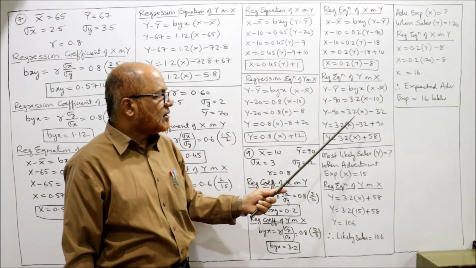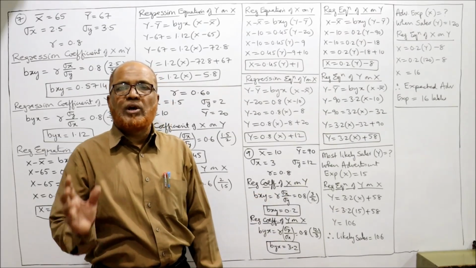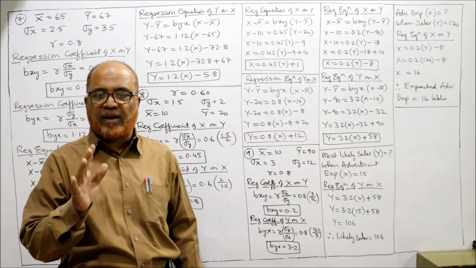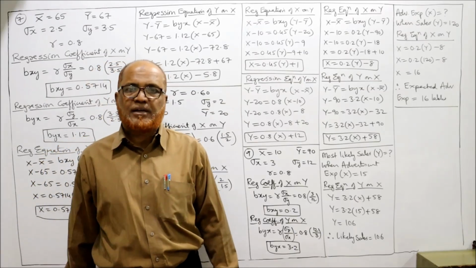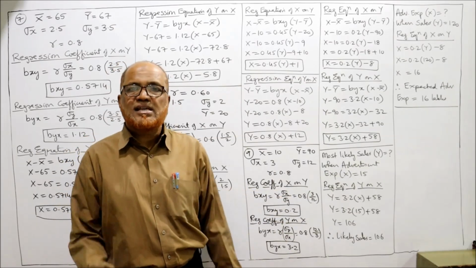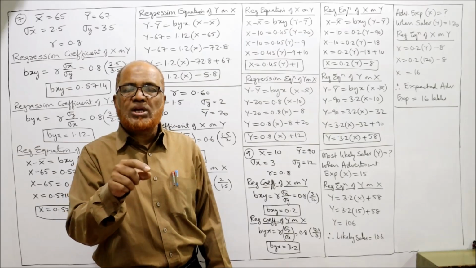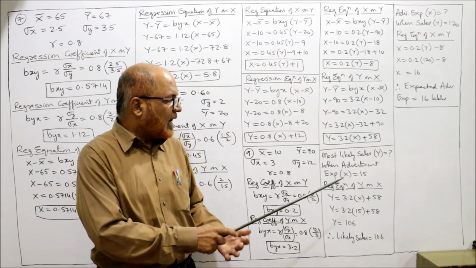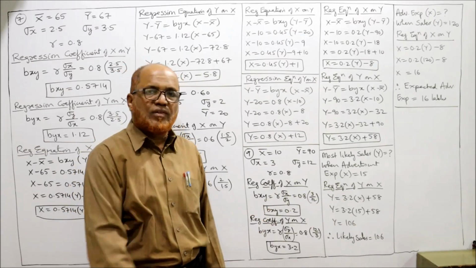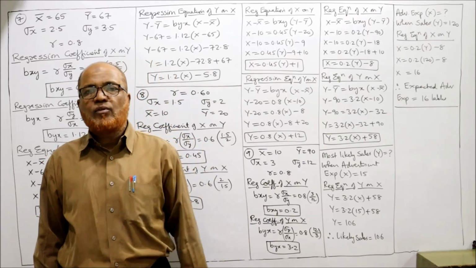Open the bracket, then substitute, we'll get y is equal to 3.2x plus 58. We got the regression equation of x on y and y on x. First bit we have completed. Second bit, most likely sales y. Sales are denoted as y. So it is asking you what is the most likely sales when the advertisement expenditure x is 15. So x is given as 15 and y we have to find out.